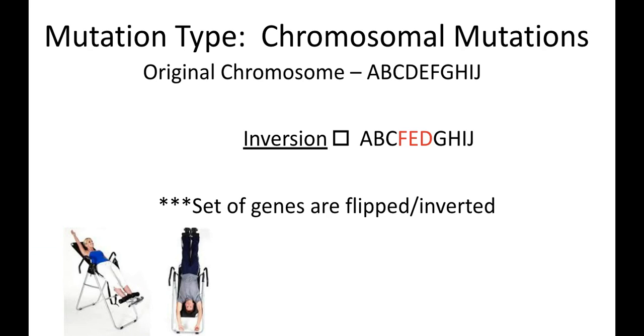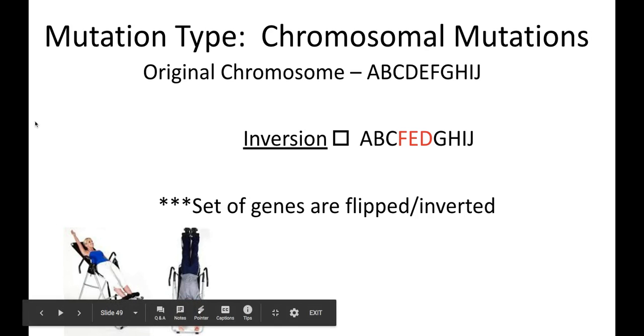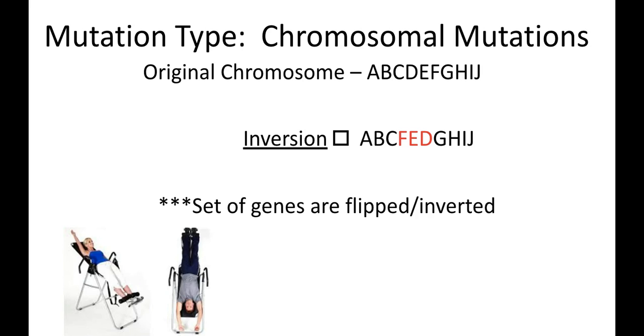Another type of chromosomal mutation would be inversion. So I remember, I don't know if you guys ever played on these things. I have a picture down here in the bottom left. My uncle had one of these, and my cousin and I used to sit on them and swing upside down, and you invert yourself, and all the blood rushes to your head. But it's kind of the same thing where a set of genes are flipped or inverted to opposite order.